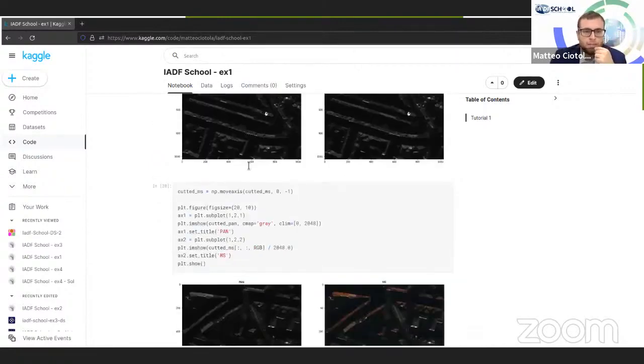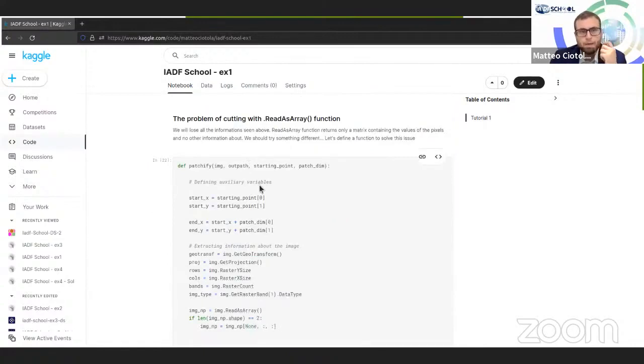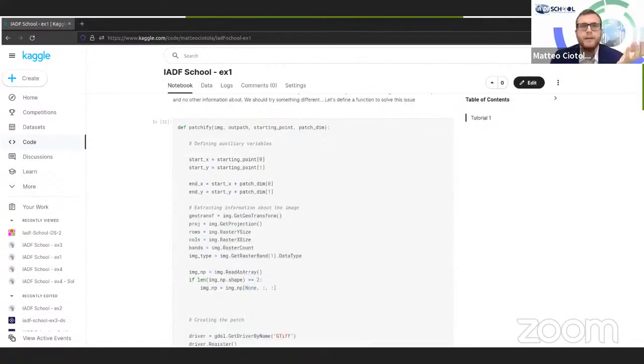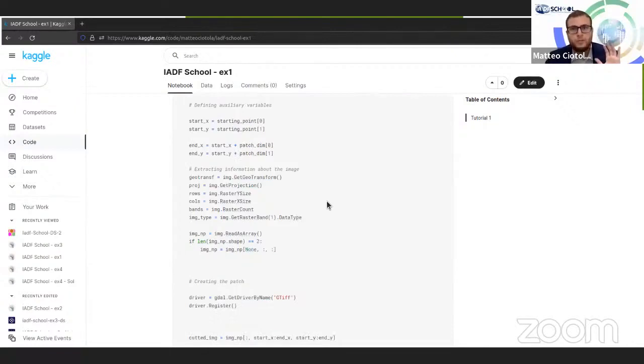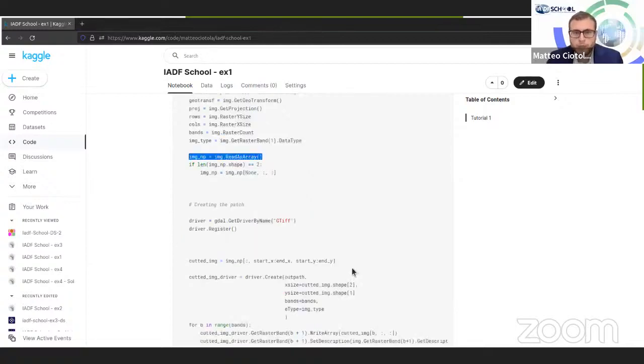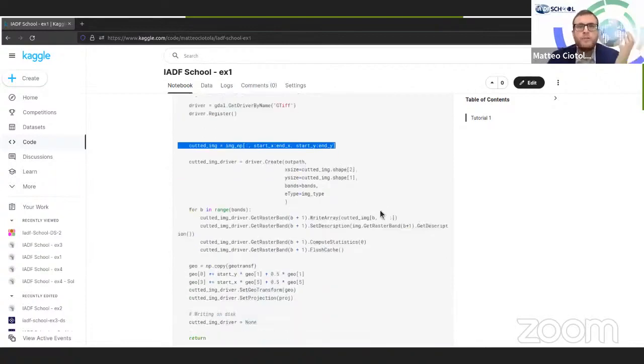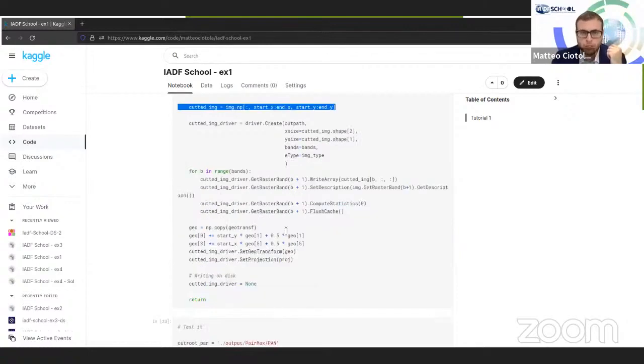So we have implemented a new function called Patchify, which you can see here, that solves this problem and allows us to save the patch correctly georeferenced. We always use the matrix notation to cut the desired patch. We convert the patch into an array and we cut it normally. But we also make the calculation of the new origins and set correctly the fields needed for the geolocalization into our GeoTIFF file. Okay.